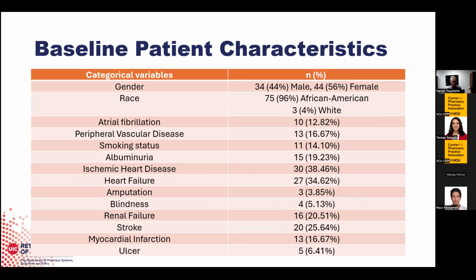Excuse me. Here are more baseline patient characteristics. So majority of patients were female. Race was predominantly African American, and you can see the percent of patients with other comorbidities here.